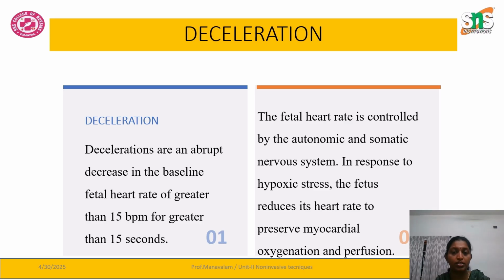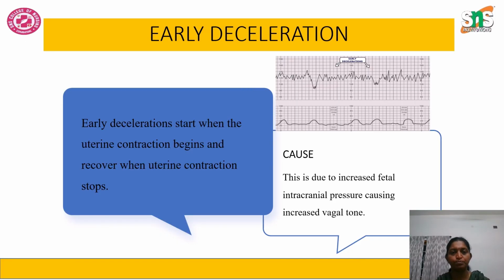Why is the fetal heart rate reducing? In order to preserve the oxygen that is needed for myocardial tissue perfusion to maintain the cardiac system functions. So this is the basic mechanism behind the deceleration of the fetal heart rate. A normal deceleration is considered physiological, not pathological. There are different types of deceleration: early deceleration, late deceleration and variable deceleration.